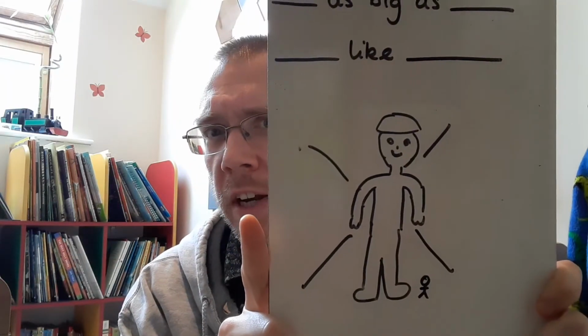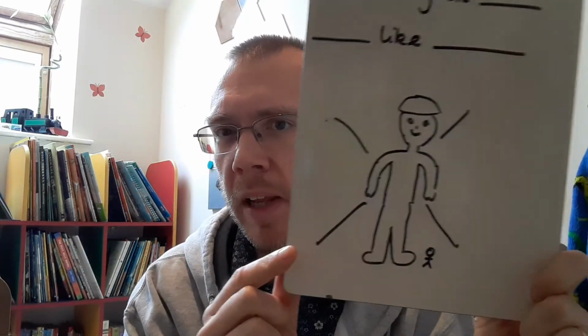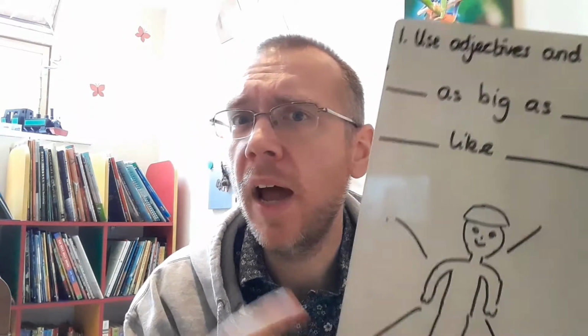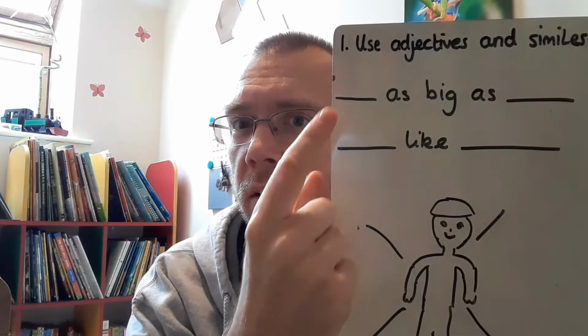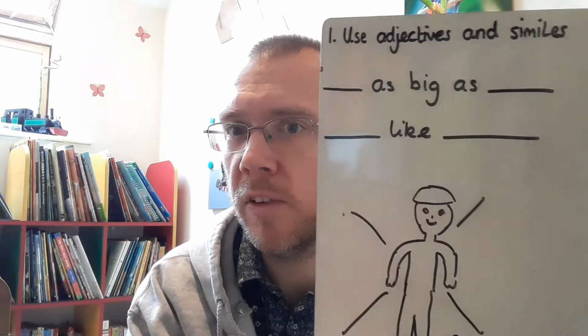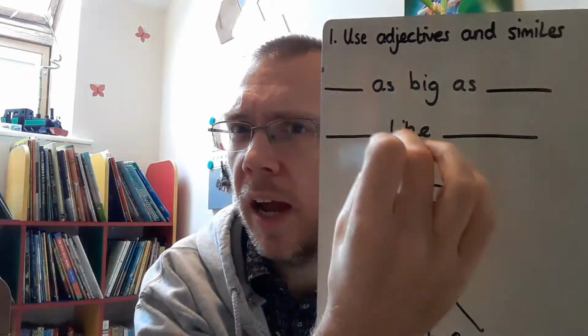So that's what I'd like you to do today. A picture of the giant in the middle of your page. Make it nice and colourful too. And around it, label it using some similes. Find some different parts of his body or his clothing, draw a line and describe what they are like.